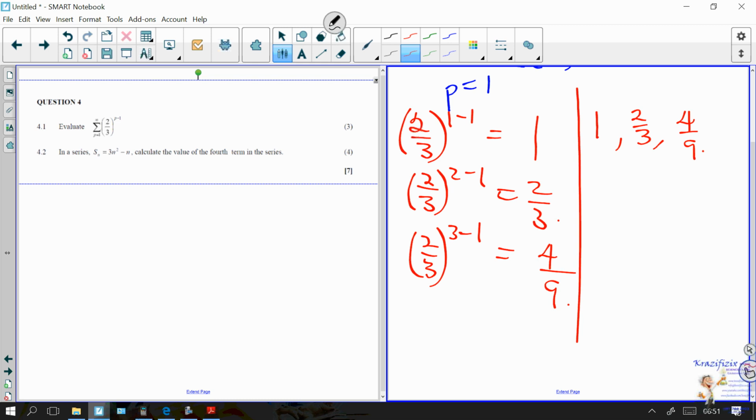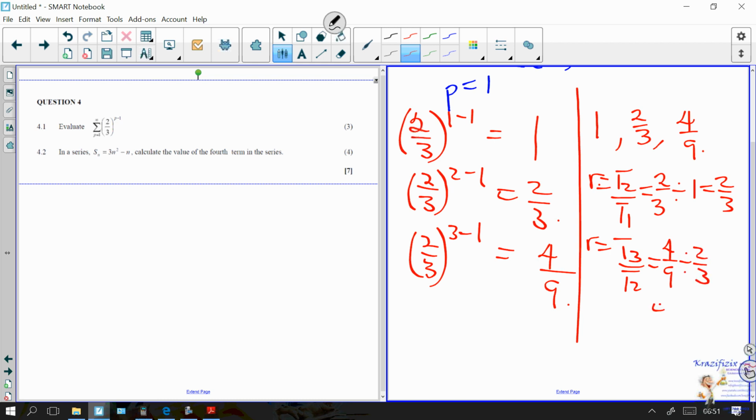You need to now check, is it geometric or arithmetic? This one is geometric, we know, but let's just check. How do we find out? Let's find R. T2 over T1. That is 2 over 3 divided by 1. And what's my answer? 2 over 3. But let's confirm. T3 divided by T2, which is what? 4 over 9 divided by 2 over 3.